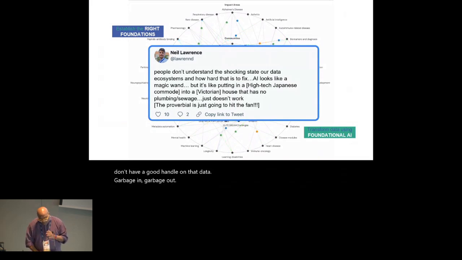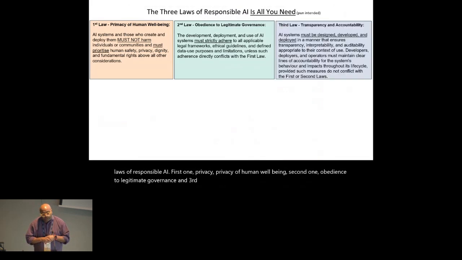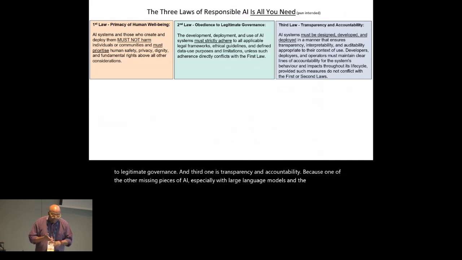So that's my warning. And I'll stop with this. I'm going to leave you with 3 laws that I've made up. It's completely random, but 3 laws of responsible AI. First one, primacy of human well-being. Second one, obedience to legitimate governance. And third one is transparency and accountability. Because one of the other missing pieces of AI, especially with large language models and the infrastructure and the data and the training and the bias, is governance. Governance is the thing that will unlock a lot of this work.